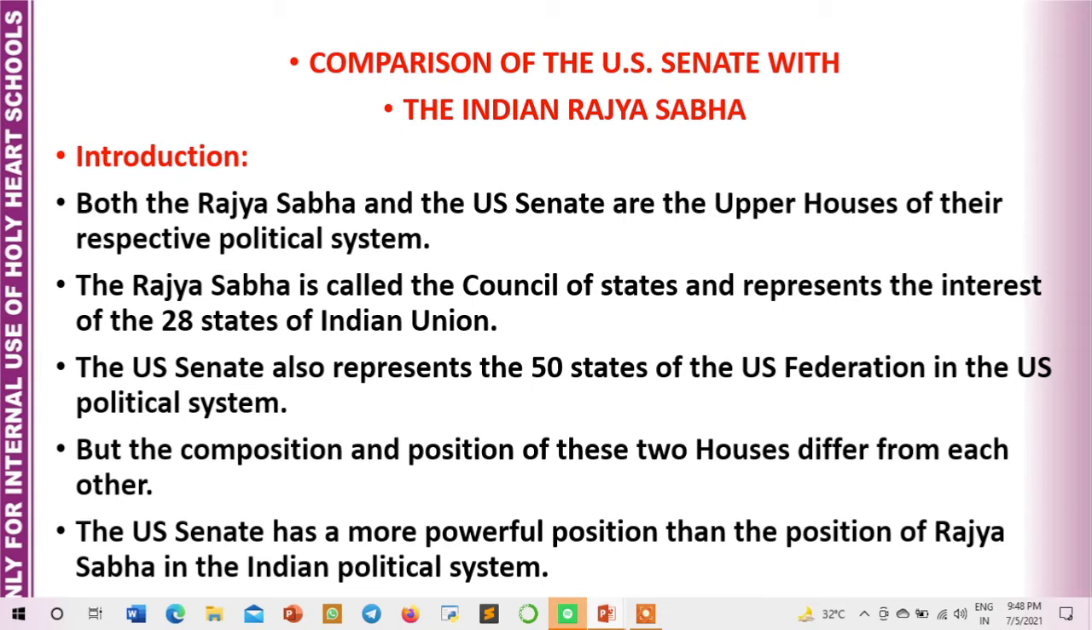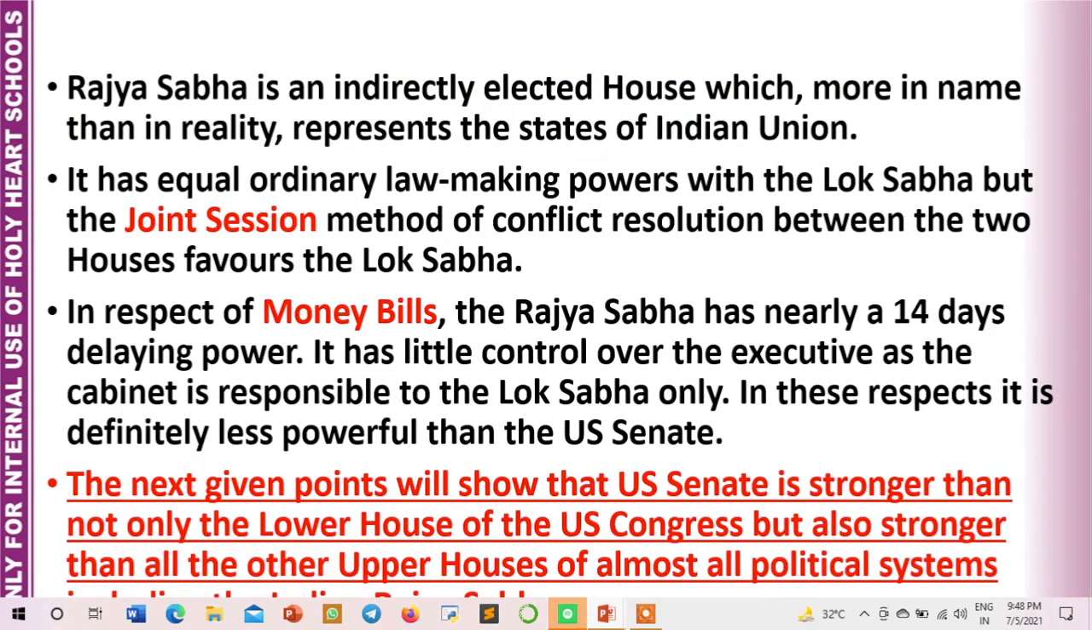But the composition and position of these two houses differ from each other. The US Senate has a more powerful position than the position of Rajya Sabha in the Indian political system. Now we are to know how it is more powerful than the Indian Rajya Sabha.